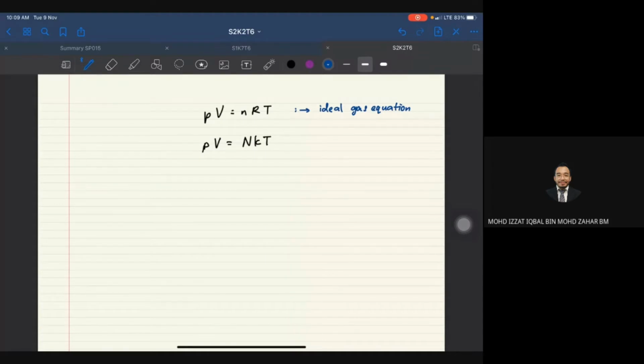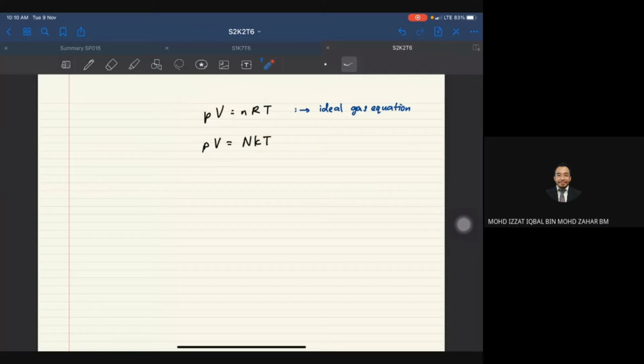Combination of all 3 gas laws. Okay, correct. Very good. So, the ideal gas actually obeys Boyle's law, Charles' law, and obviously the Gay-Lussac law. So, it obeys those things. So, we'll start with this equation and we're going to discuss.